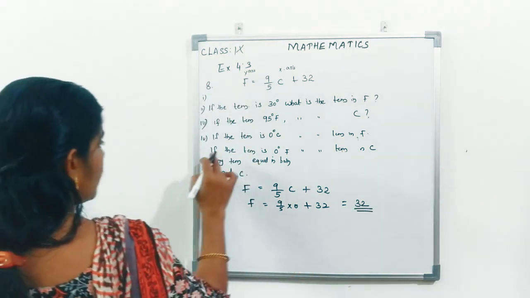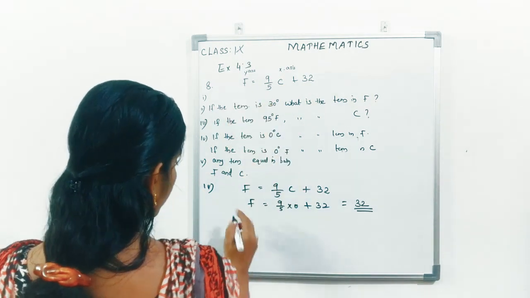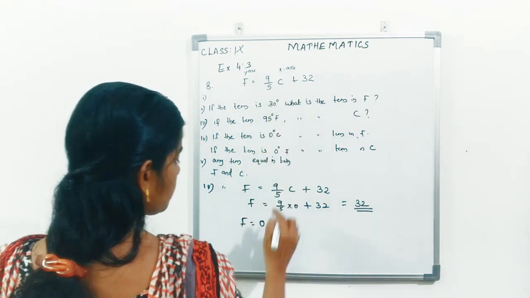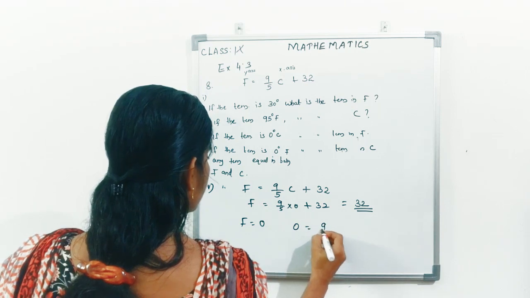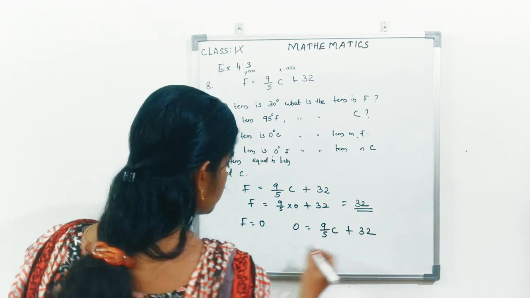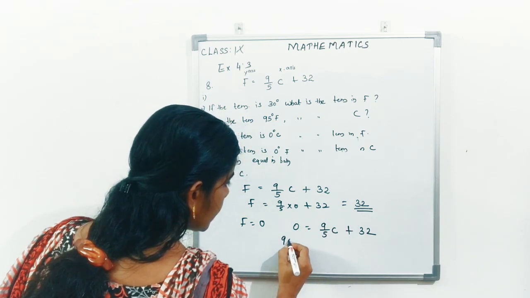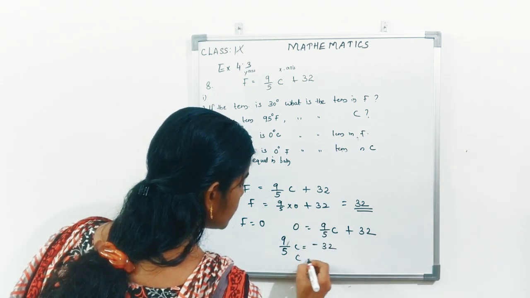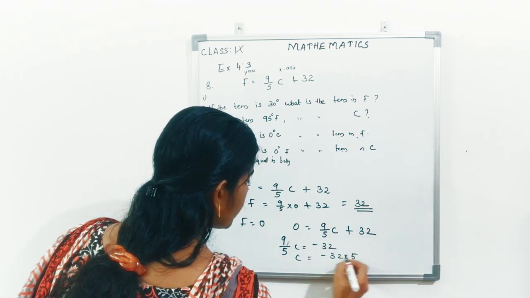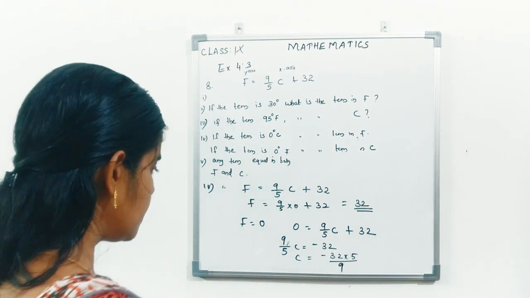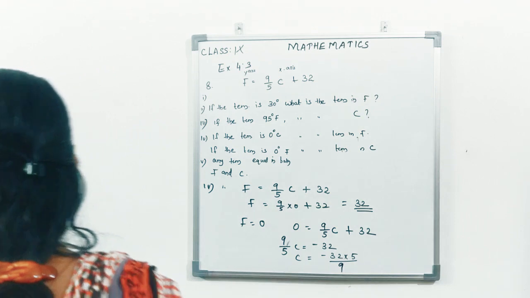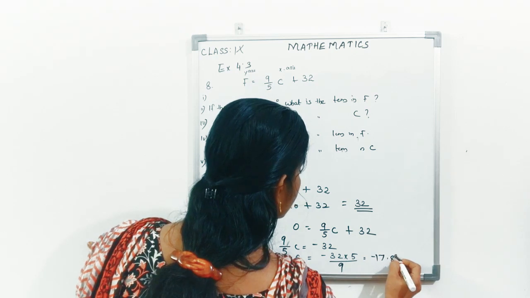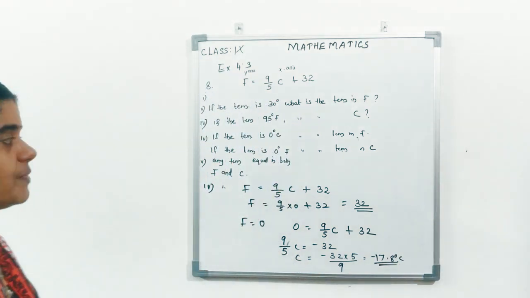Next, if the temperature in degrees F is 0, second case, if F is equal to 0, what is the temperature in C? Then 0 is equal to 9 by 5 C plus 32. Then we take 9 by 5 C equal to minus 32, so C is equal to minus 32 into 5 by 9. Then you will get minus 17.8 degrees C. Is that question clear? Fourth one.